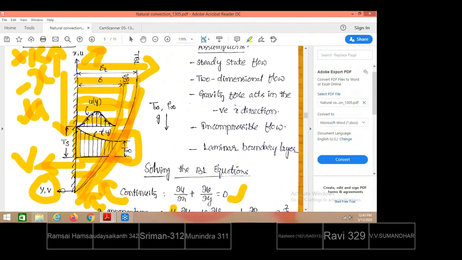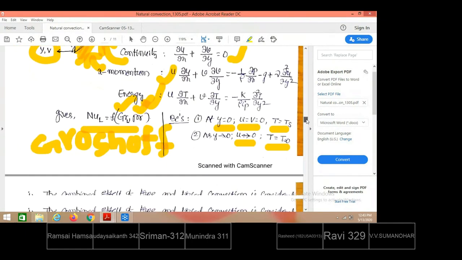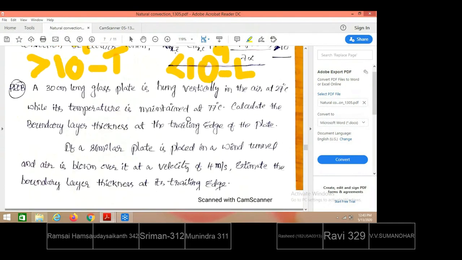This is what is known as leading edge. The top one is known as trailing edge. So what they are asking you to calculate is the boundary layer thickness at the trailing edge. It means that at the top of the vertical plate, what is the boundary layer thickness?